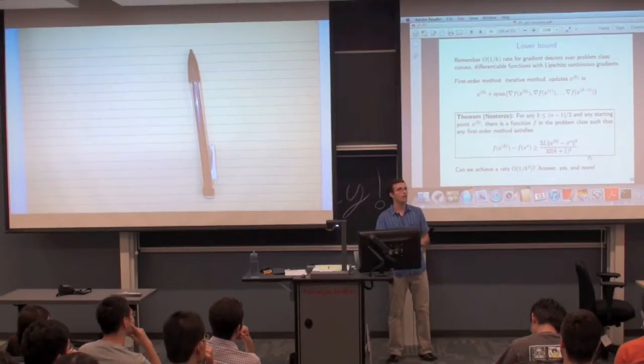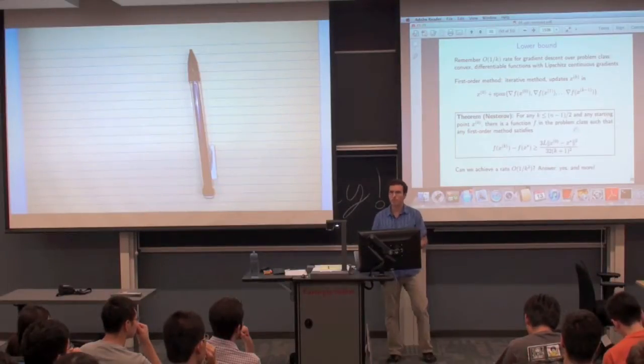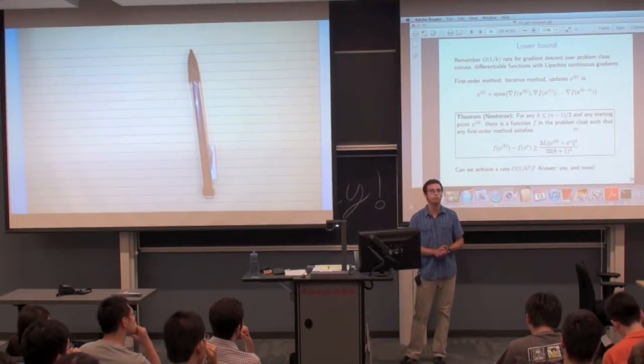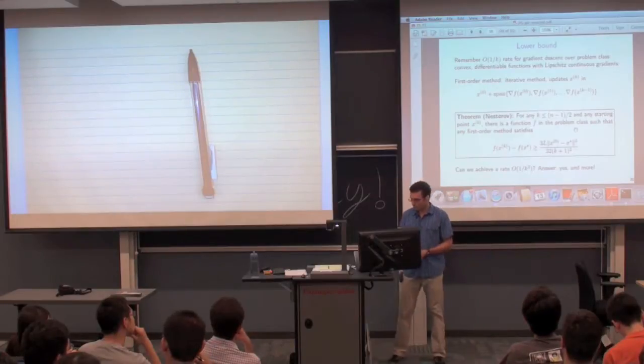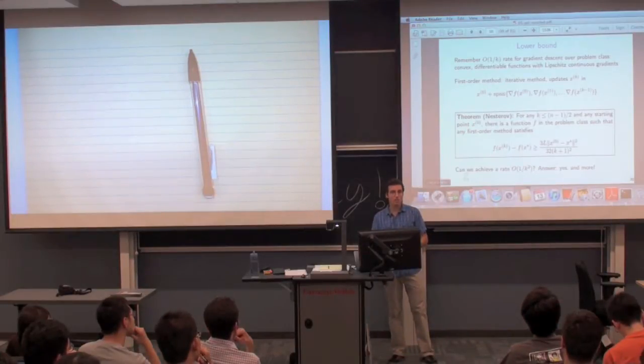We got 1 over k, and this tells us that for the problems we're interested in, where we can prove something about the gradient being Lipschitz, nothing can do better than 1 over k squared. I think you're going to prove that on your homework. That's one of the questions. So now you might ask, can we achieve a rate of 1 over k squared? This theorem says you can't do better than that, so can we get to this optimal rate? The answer is yes, we can. And actually we can do even more than that. We're going to see that next week.